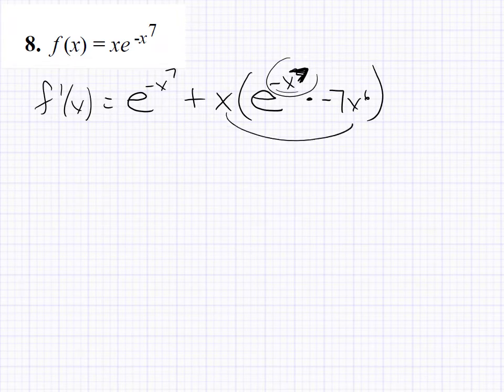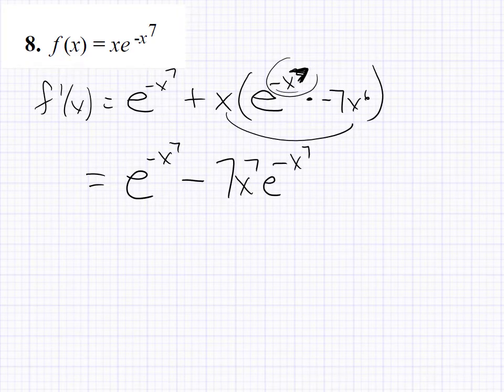So combine these two here, and we end up with e to the negative x to the 7th minus 7x to the 7th e to the negative x to the 7th.